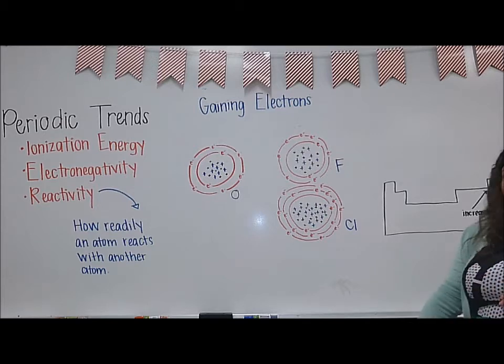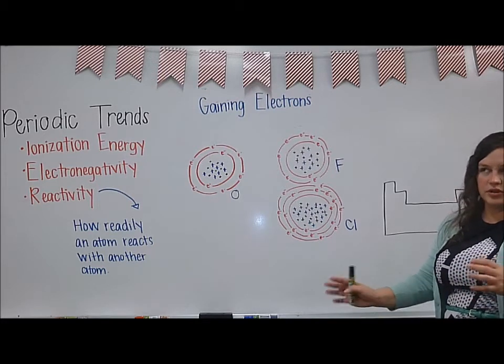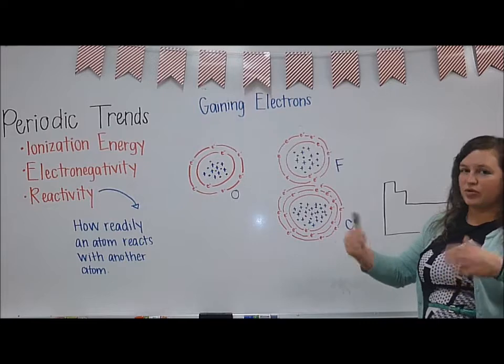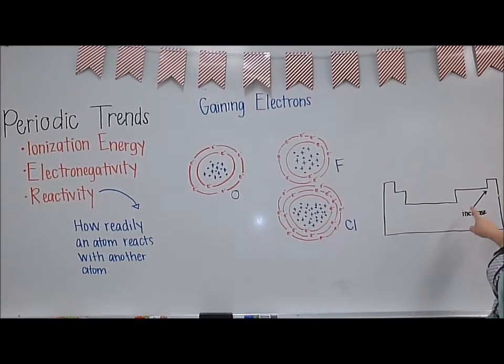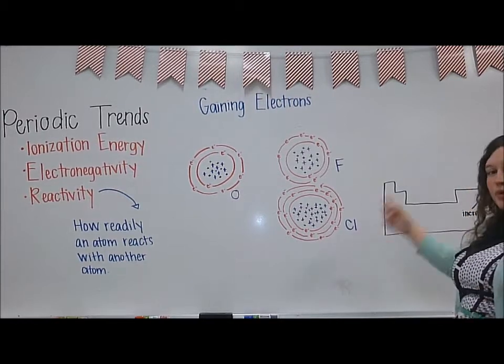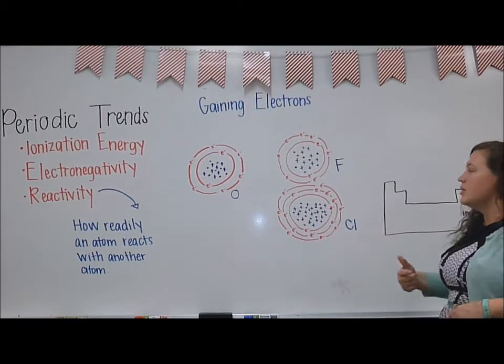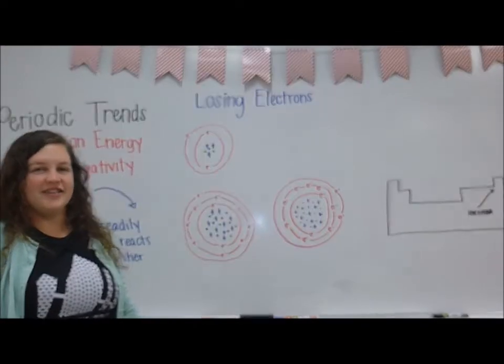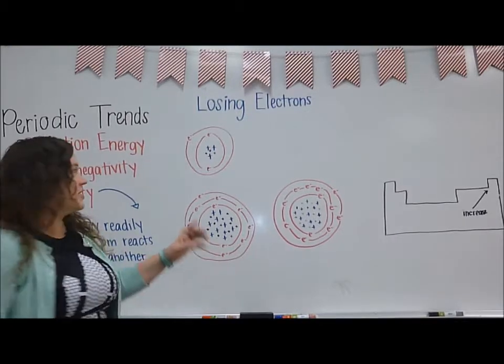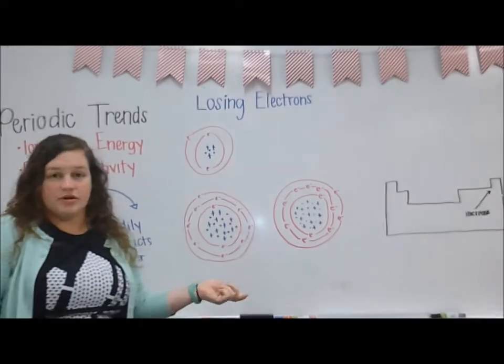They have high ionization energies because they don't want to give up their outer electrons, but they're small enough that they can actually pull electrons from somewhere else. So these guys up at the top here are really, really reactive. All right, so we've talked about gaining electrons. Now we're going to look at losing electrons.